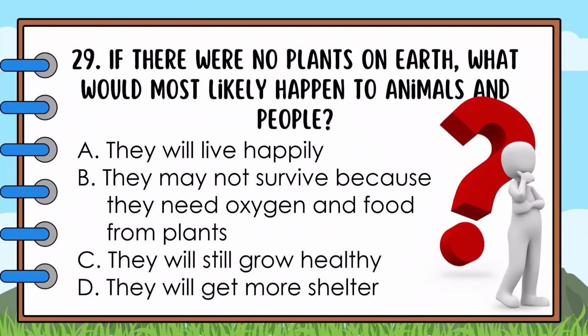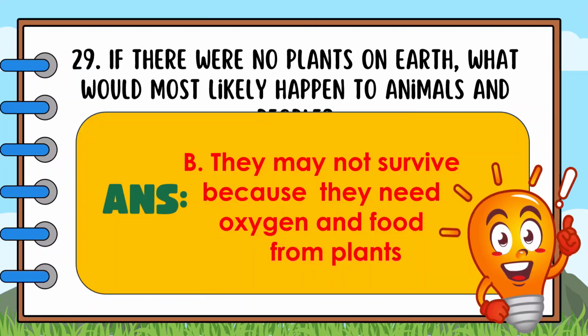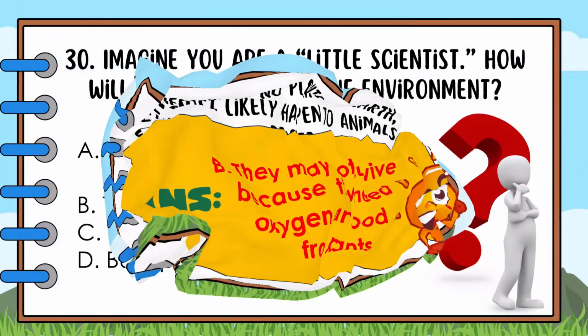If there were no plants on Earth, what would most likely happen to animals and people? A. They will live happily. B. They may not survive because they need oxygen and food from plants. C. They will still grow healthy. Or D. They will get more shelter. The answer is B. They may not survive because they need oxygen and food from plants.